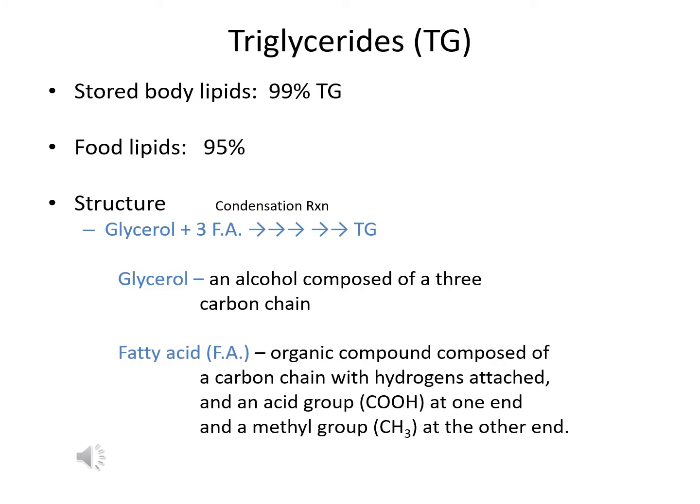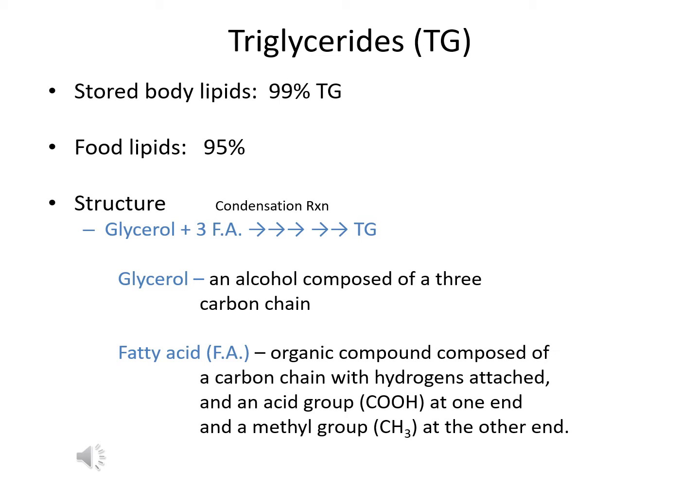Let's start our review of the fats with the triglycerides. Triglycerides are the type of fat that are found most often stored in our body as well as in the foods we are consuming. 99% of the fat that we store is in the form of triglyceride, and 95% of the fat that we consume from food is in the form of triglyceride. Basic structure of a triglyceride is that it is a glycerol backbone with 3 fatty acids being attached. This occurs through a condensation reaction.